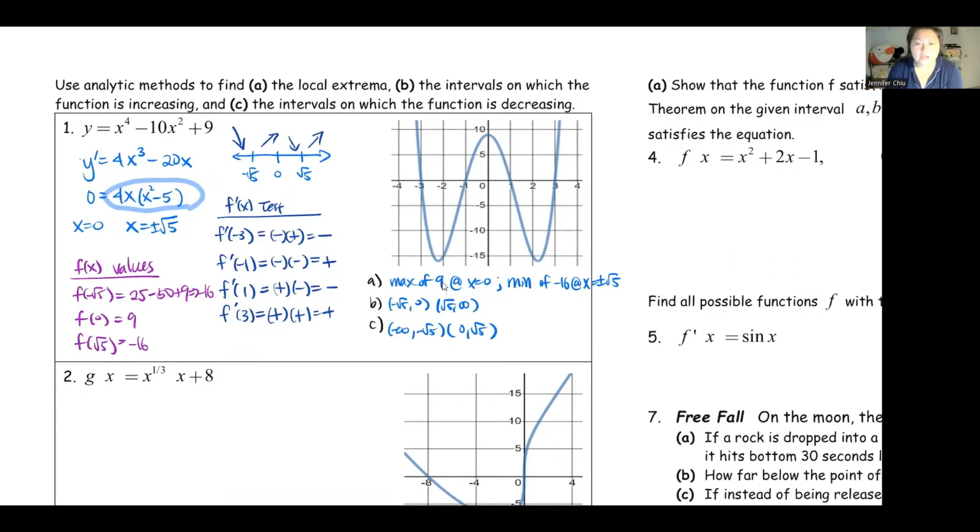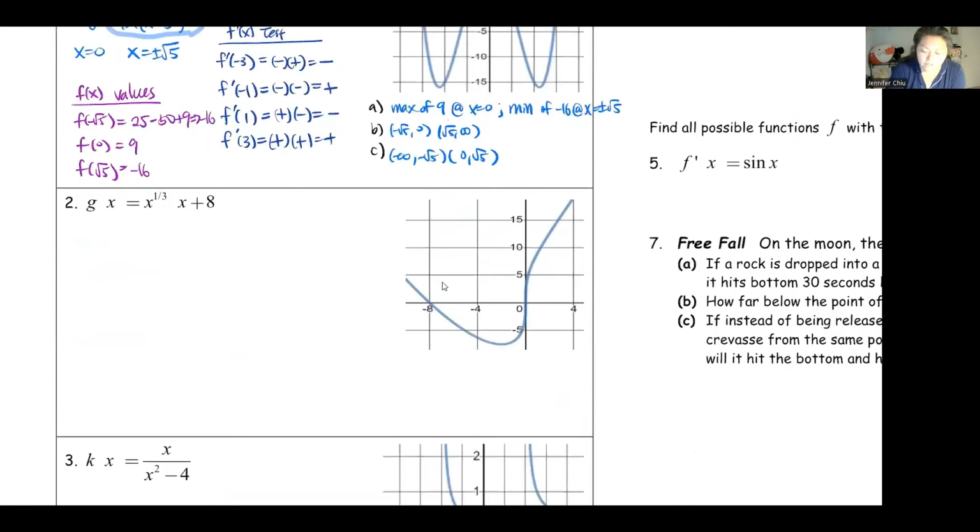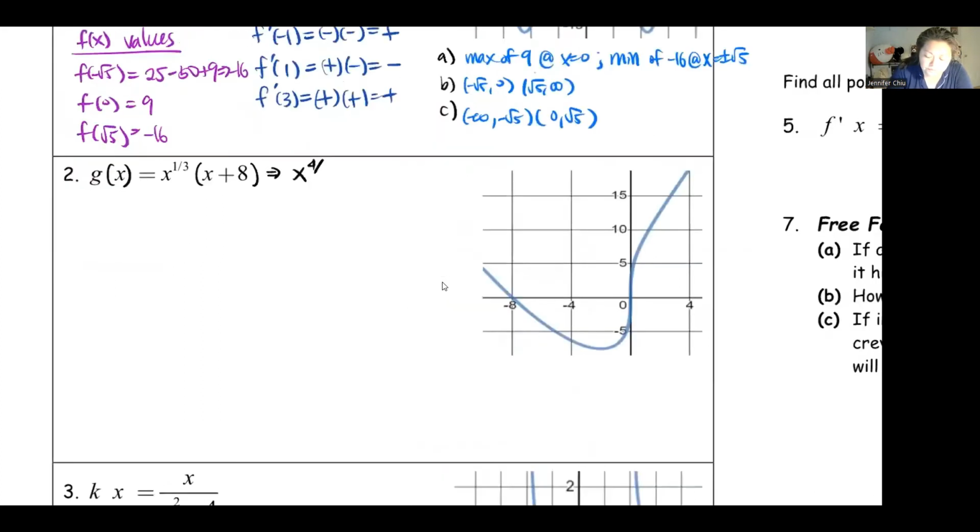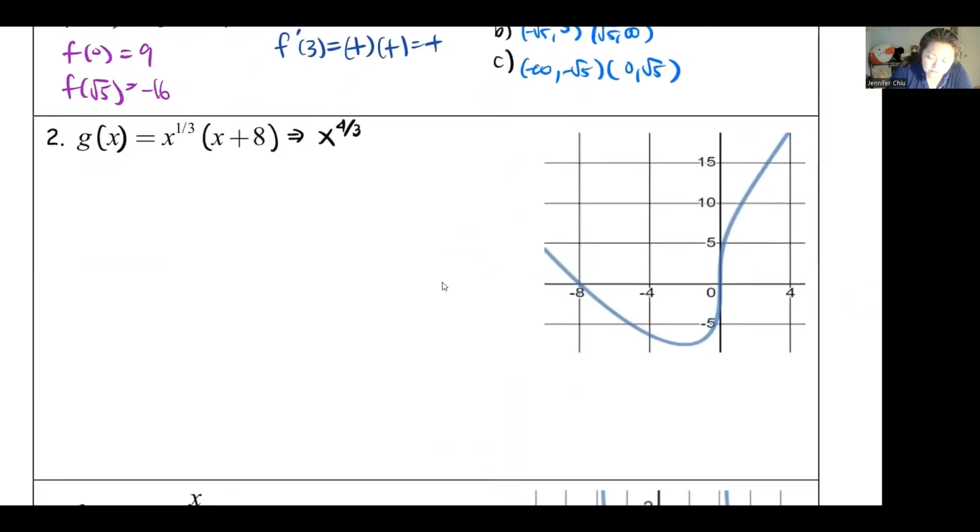Okay? All right. Next, we have this function that is missing some parentheses. So this is g of x equals x to the 1/3 times x plus 8. So in a function like this, I would not suggest using product rule. I would suggest you multiply this whole thing out and then use simply power rule to go ahead and find the derivative. So multiply this out first. So x to the 4/3 plus 8x to the 1/3.